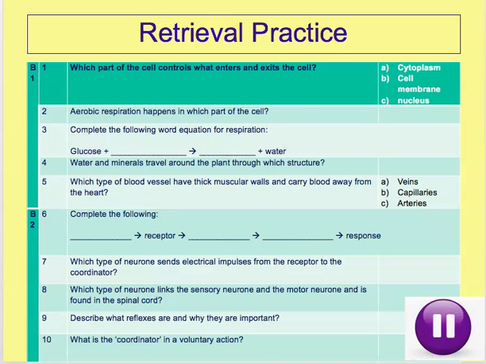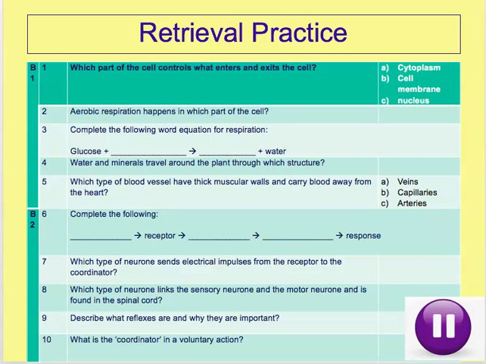So for number 1, which part of the cell controls what enters and exits the cell? That is the cell membranes, that is B. Aerobic respiration happens in which part of the cell? That is the mitochondria. Number 3, you should have filled the gaps in with oxygen and the second gap with carbon dioxide. Number 4, water and minerals travel around the plant through which structure? That is the xylem, that is spelled X-Y-L-E-M.